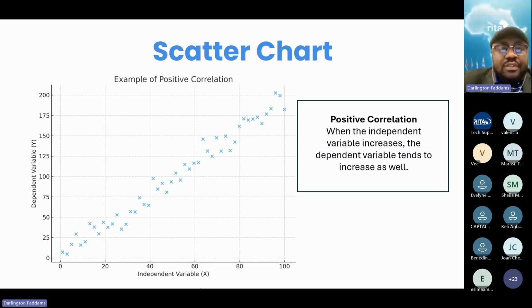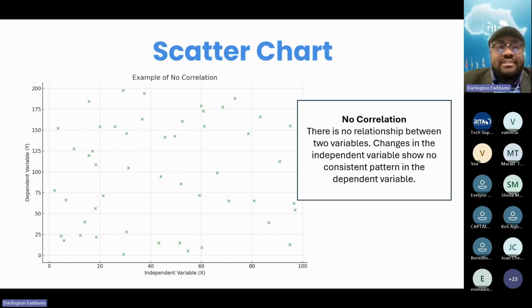And so you can see that when x is 40, y is 100. When x is 60, y is more than 100. When x is 80, y is more than the previous one. So you can see that the data shows that upward trend, and we refer to this as positive correlation. Now, we also have what is called no correlation, all right?